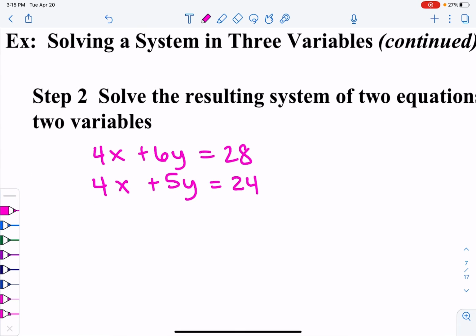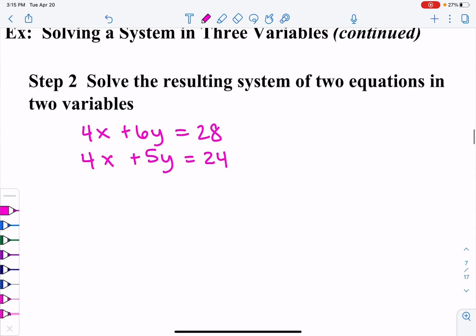And just like what we did in section 7.1, our goal is to eliminate one of those variables now. Well, when I look at those two equations, I notice that I have a 4x and a 4x. And if I subtract the two equations, it's going to give me 0x, which is going to cancel out the x. So that means I'm going to subtract my second equation from my first equation.